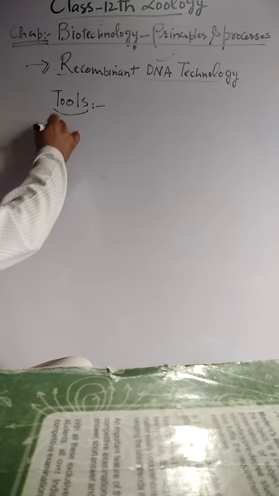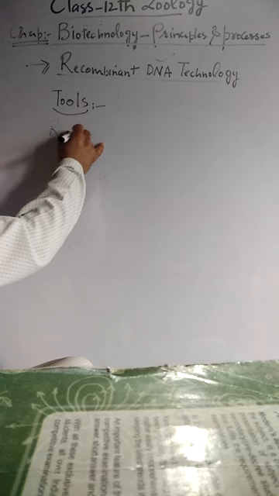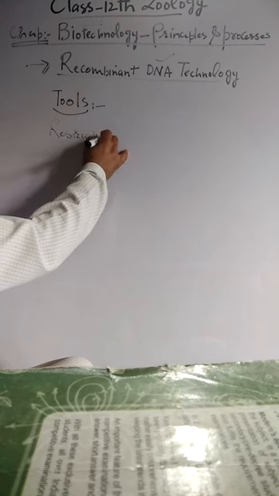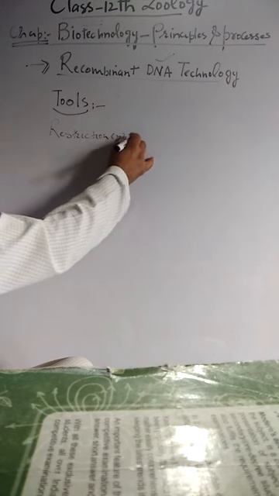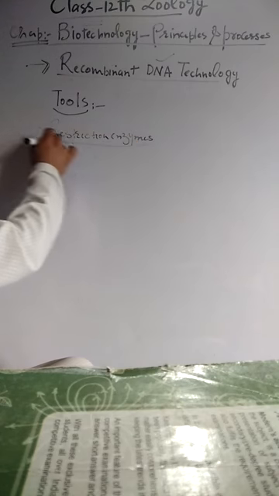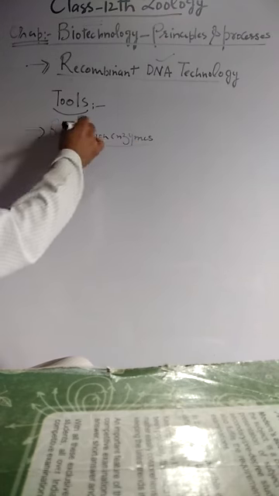Biotechnology principles and processes, recombinant DNA technology. Now, there are some important tools which are utilized. How do we practice this recombinant DNA technology? The first important tool in this recombinant DNA technology are the restriction enzymes. These are the important molecules, or what we call the molecular tools for recombinant DNA technology.